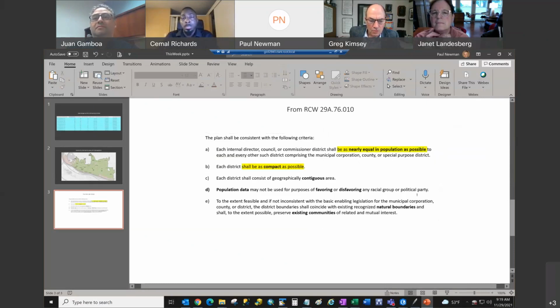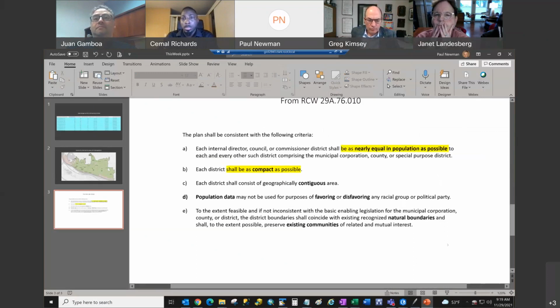All right, so can people see my screen? I've got a copy of the RCW here. There's population as nearly equal as possible, compact as possible, contiguous right there.